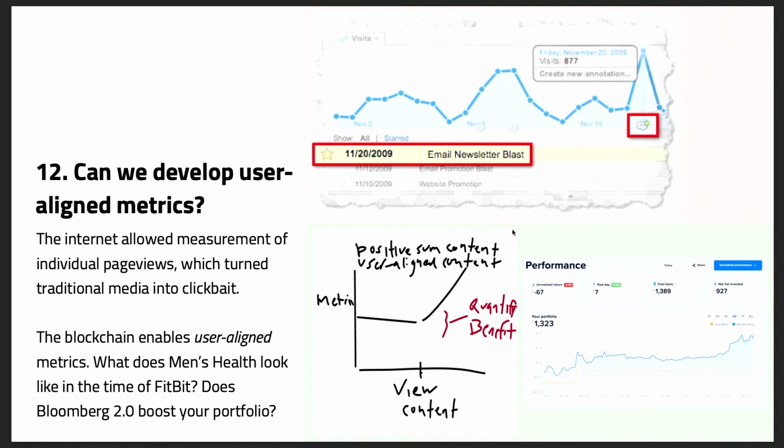Number 12, can we develop user-aligned metrics? Now, this is a very seemingly vague thing, but let me see if I can get the concept across. With Web 2.0, it was suddenly possible to have metrics that would show you, okay, you send out a newsletter blast, boom, here's all these people clicking and viewing your website. And we've taken for granted that we can do that. That was simply not possible in the offline world.